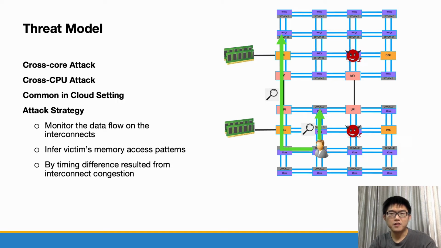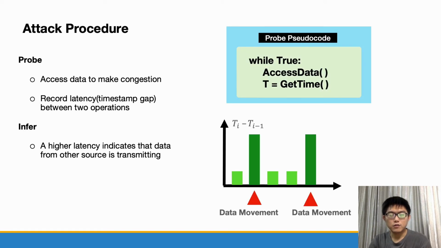Unlike traditional cache attacks relying on the timing difference between cache hit and cache miss, our attack exploits timing difference resulting from interconnect congestion. The attack procedure is quite straightforward. The first step is probe and the second is infer. In the probe step, like the pseudocode, the attacker accesses the remote data ceaselessly to make congestion, and then she records the time between two operations. In the infer step, if there is no extra data flow in the interconnect, the latency will be stable and relatively lower. If the attacker observes higher latency, it means that data from other sources is transmitting.